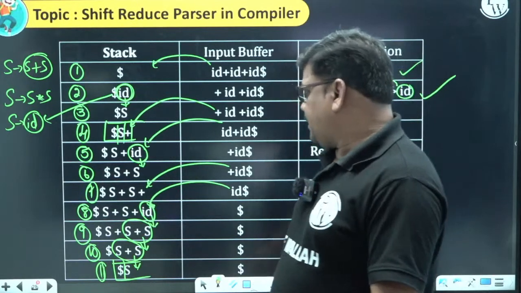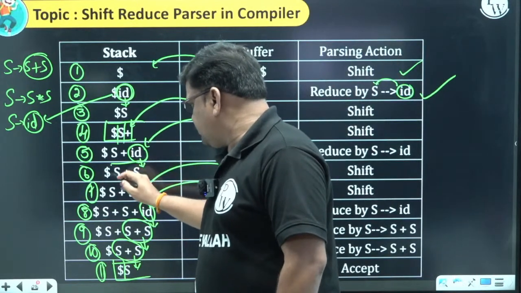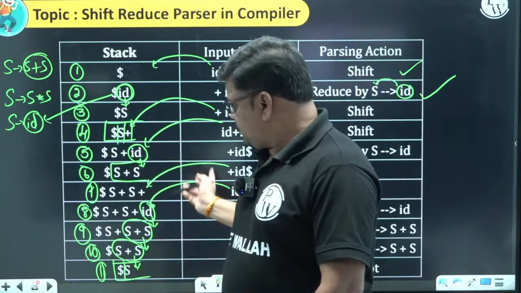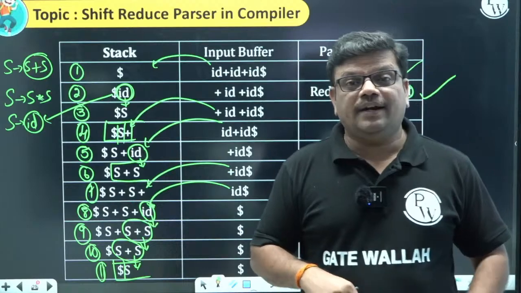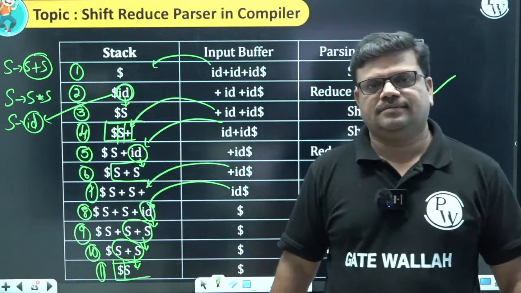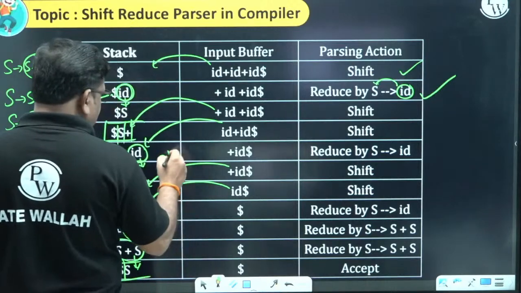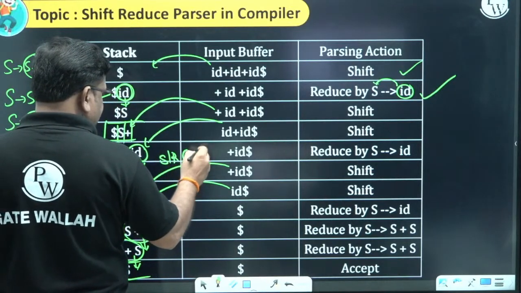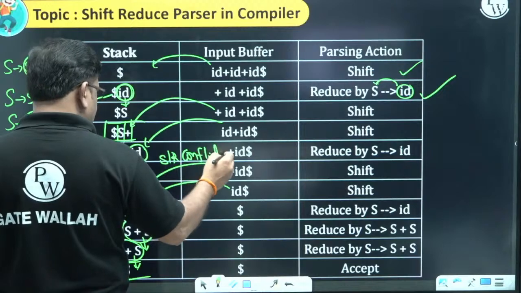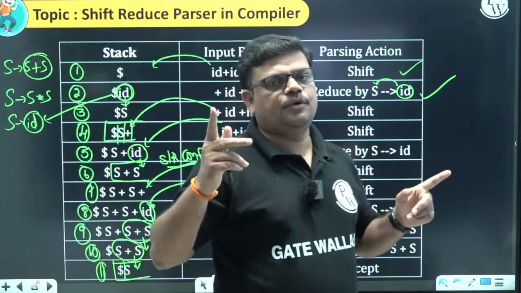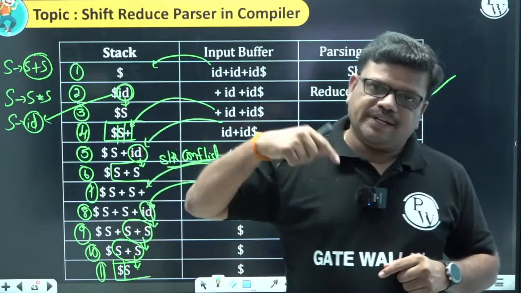Yes, in the sixth step, we have reduce. We can do shift and reduce. These are called shift reduce conflicts. These situations are called SR conflicts, shift reduce conflicts. So there are two possibilities. We can reduce, we can shift.